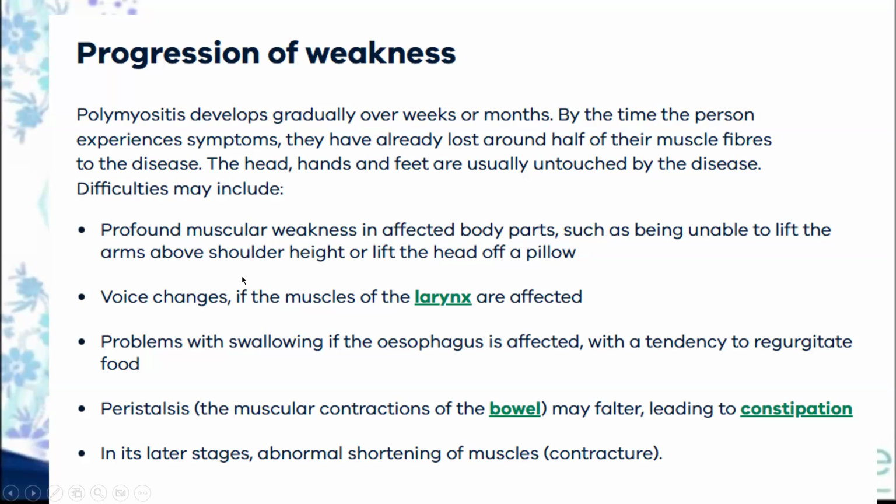So this is again another MCQ point. They will give you a question saying they are unable to lift their arms above shoulder height. And one way they depict that is they say the patient has difficulty in combing their hair, right? So when they say difficulty in combing the hair, you need to understand, okay, they're talking about being unable to lift the arms above shoulder height, right?